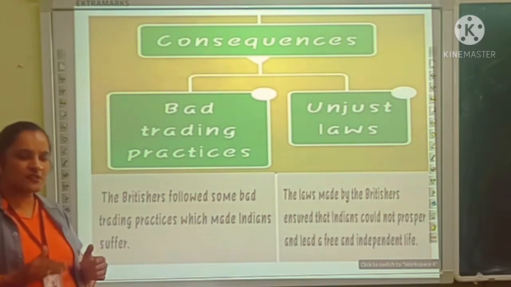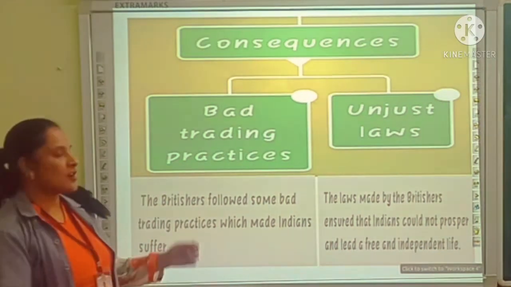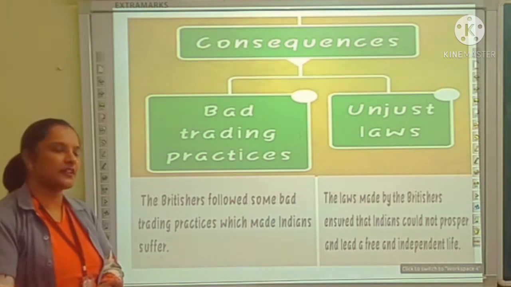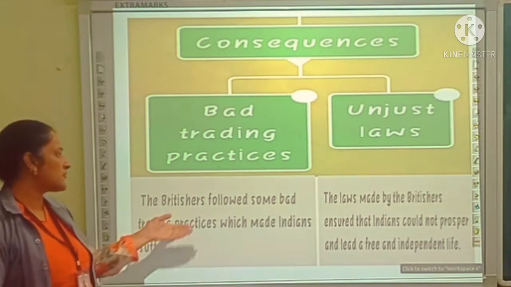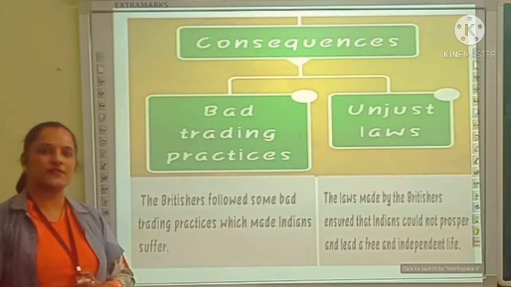The British were making such rules that India always suffered losses. So what were the bad trading practices that the British were conducting? The British followed some bad trading practices which made Indians suffer. So what kind of practices were those?